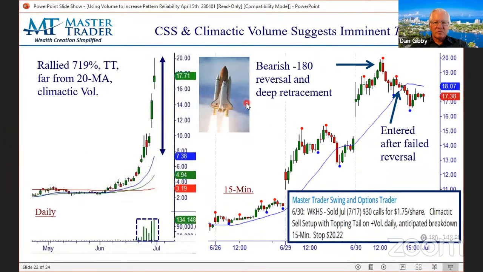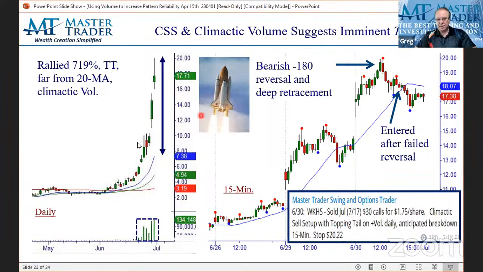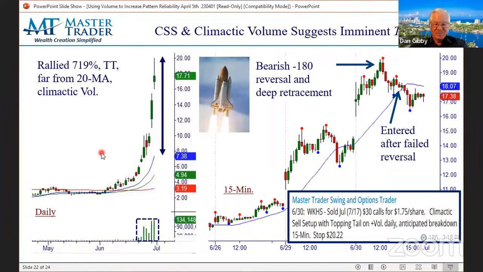Greg, why do I have a rocket ship here? The heck does this mean? I have no idea now. I think you like playing with rockets. Yeah, but you know the answer.